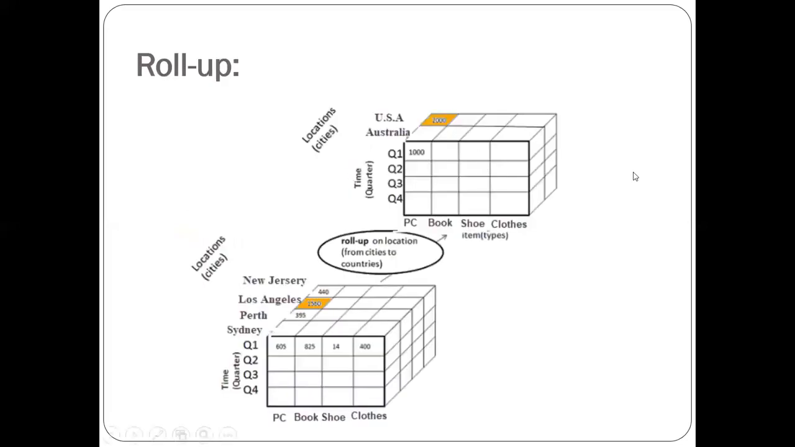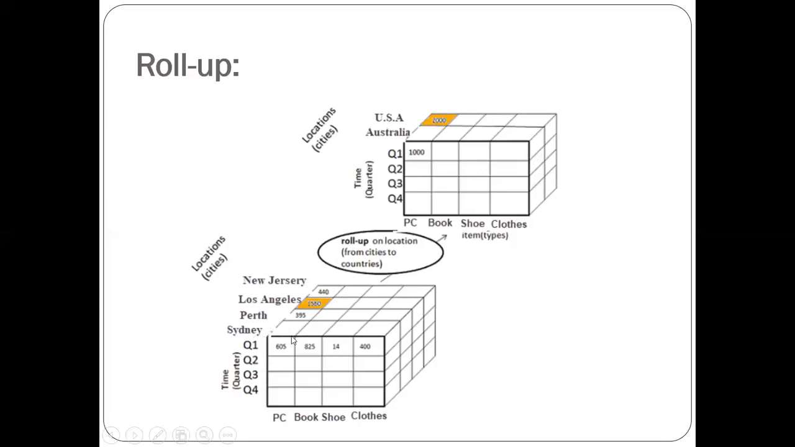If you look here, roll up operation is nothing but summing up. Okay. We have the data like this. See, you have the product table, with PC, book, shoe, and clothes. All the data you are seeing is only for Q1. Okay, Q1, and this is for PC, and this is for particular locations. This is for New Jersey, Los Angeles, and this is for Australia regions. Okay. These two are US, these two are Australia. So now we are summing up. See, this New Jersey and Los Angeles, we are summing up as 2000. Okay. This is called roll up.